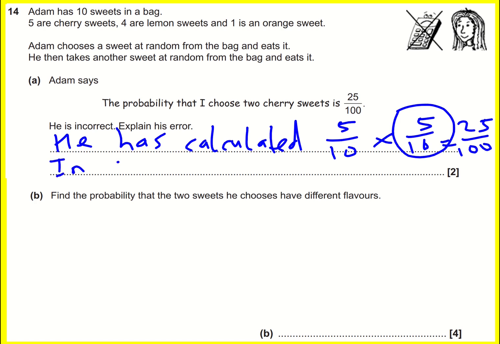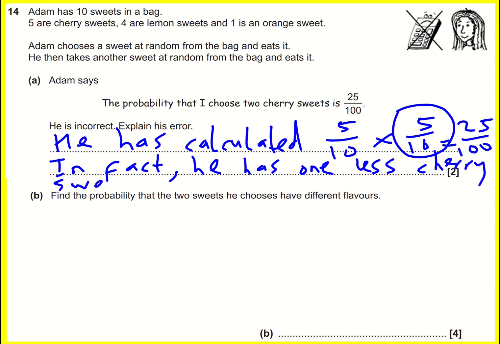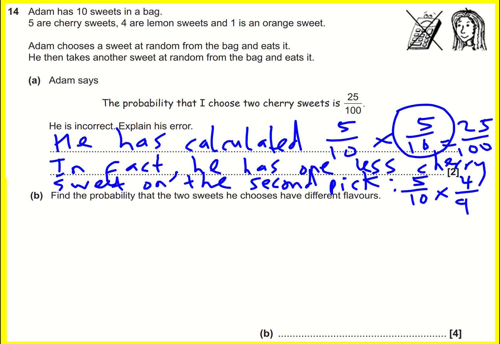In fact, he has 1 less cherry sweet on the second pick. I'm just going to write in, I'm running out of space, but I'm going to write in the actual answer. It should be 5 over 10, and then there's 1 less cherry, so it's actually 4 of them, and there's 1 less sweet, so it's times 4 over 9. That is what the answer should have been.